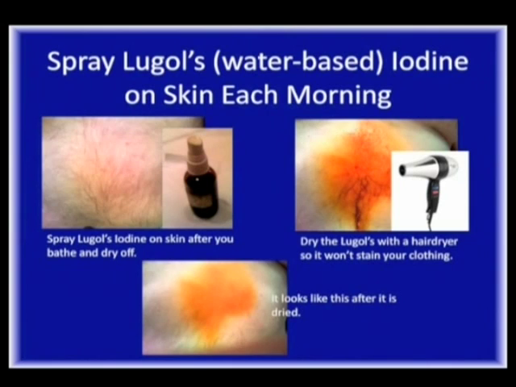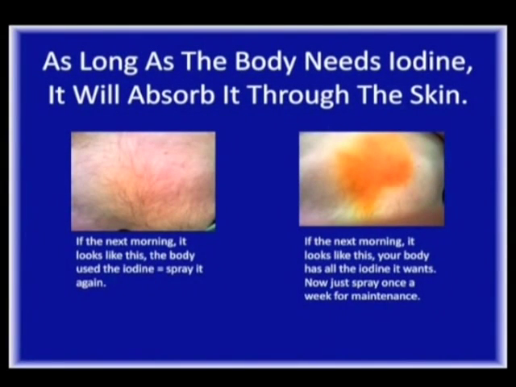Taking iodine in pill form can kill all of the good bacteria in your gut. Thus, I prefer to dose it through the skin. If you simply spray Lugol's onto the skin each morning after your bath, you will notice that it turns the skin orange, and oftentimes you have to catch the little drizzle with a handkerchief or a napkin or something. I recommend that you then use a hairdryer to dry it so it doesn't stain your clothing. Remember to use only water-based Lugol's and not iodine-containing alcohol.